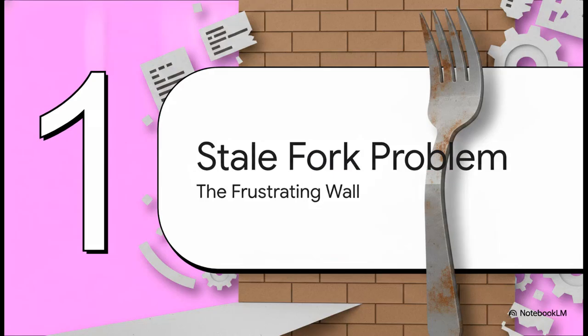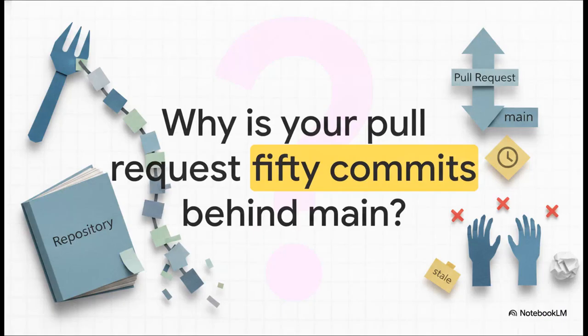So, part 1, the stale fork problem. It's the frustrating wall every new contributor hits. Imagine this scenario. You fork a repository, you spend weeks writing some absolutely fantastic code, but when you go to open your pull request, a reviewer asks, why is your pull request 50 commits behind main? Or maybe your fix just won't apply cleanly, and there are these phantom conflicts that nobody can quite explain. If you've ever stared at a screen thinking, wait, why is my pull request 50 commits behind main?